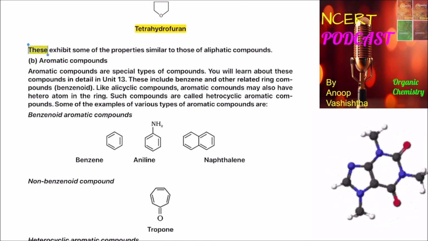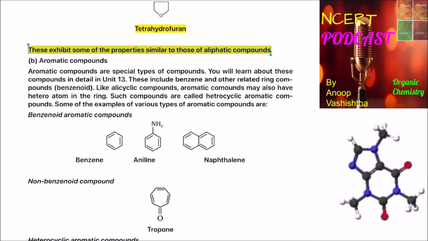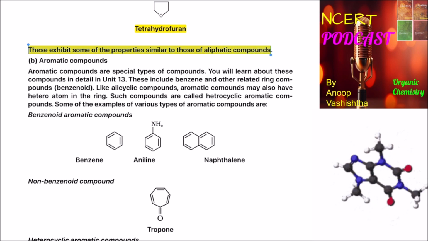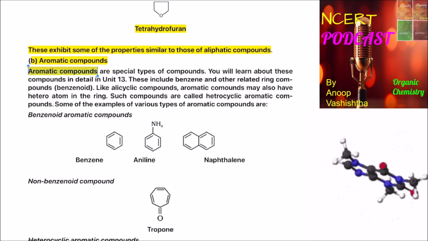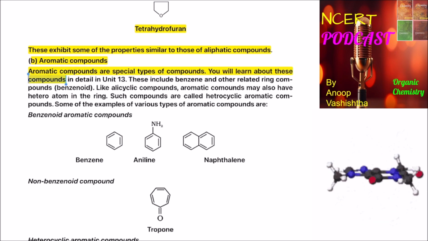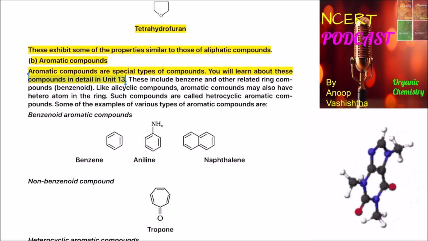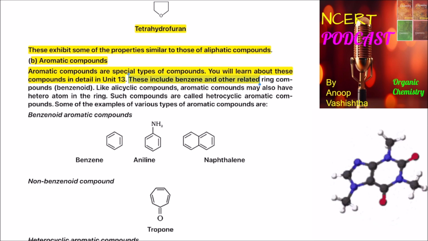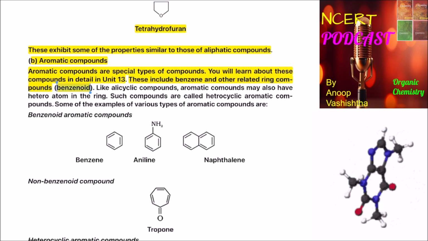These exhibit some of the properties similar to those of aliphatic compounds. B. Aromatic compounds. Aromatic compounds are a special type of compounds. You will learn about these compounds in detail in Unit 13. These include benzene and other related ring compounds, benzenoid.